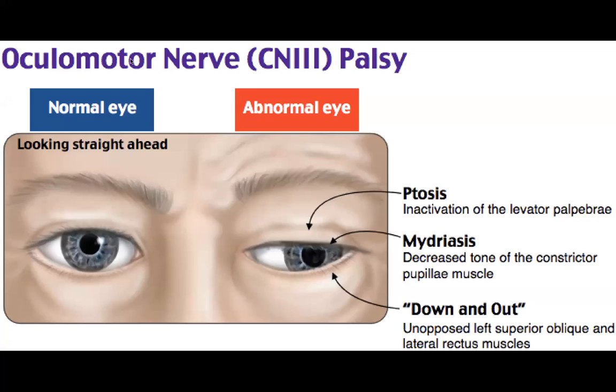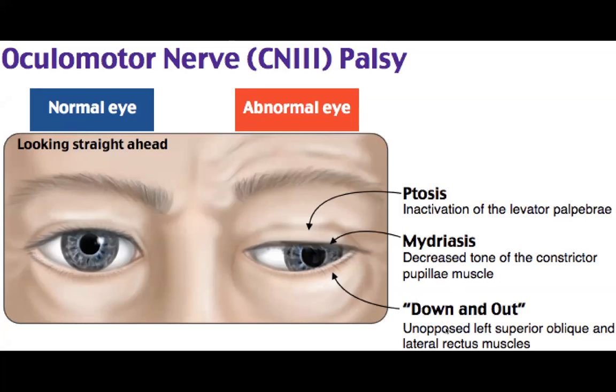This is the picture for the oculomotor nerve palsy. So you will have ptosis. What is the reason for ptosis? Because the muscle levator palpebrae is supplied by the third nerve. So with inactivation of that muscle, you will see the ptosis. And there is mydriasis, that is dilated pupil, decreased tone of the constrictor pupillae muscle. The constrictor pupillae is again supplied by the oculomotor nerve. And you will see the eye down and out.